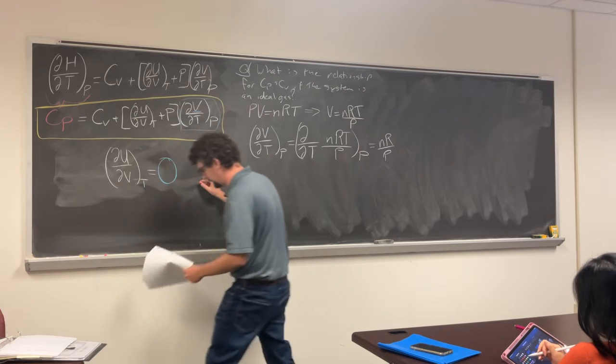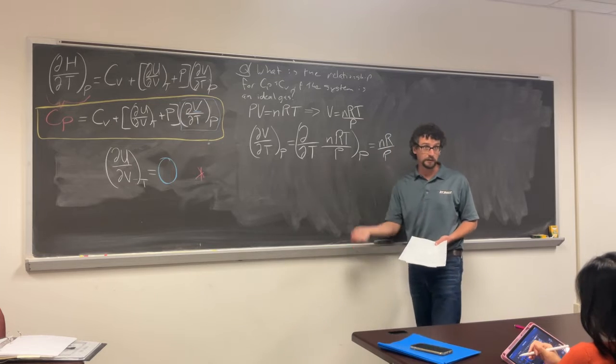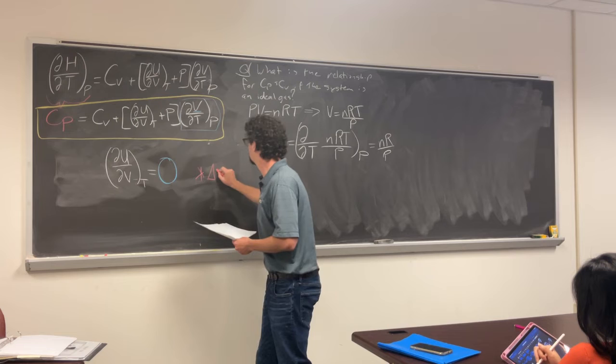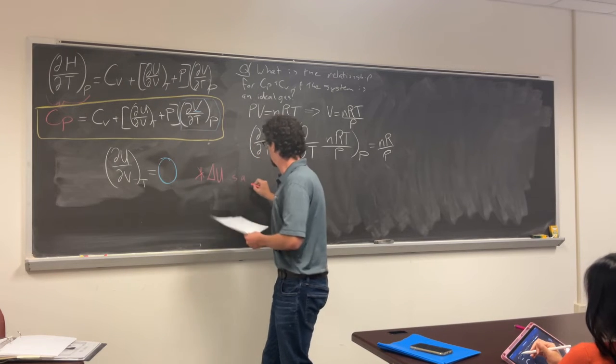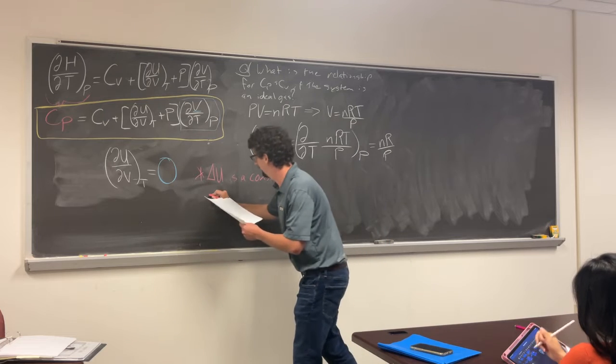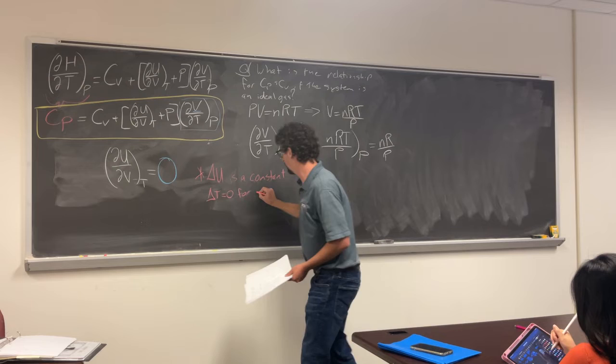But the important point to know for this, you're going to want to keep that in mind because you can utilize it anytime that you see it. Delta U is a constant when delta T is equal to 0 for an ideal gas.